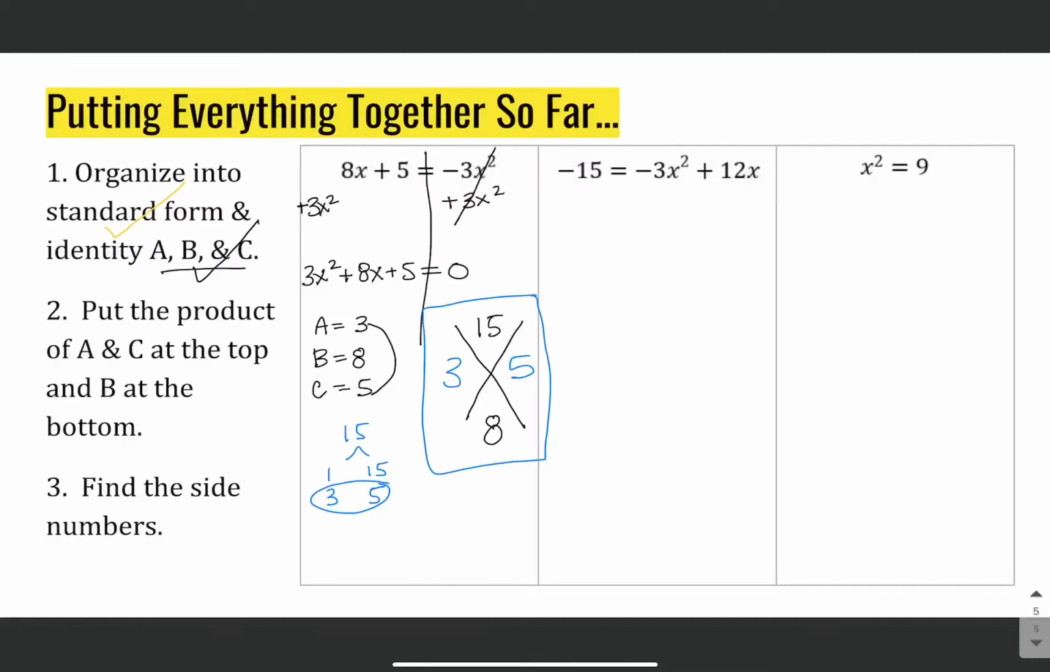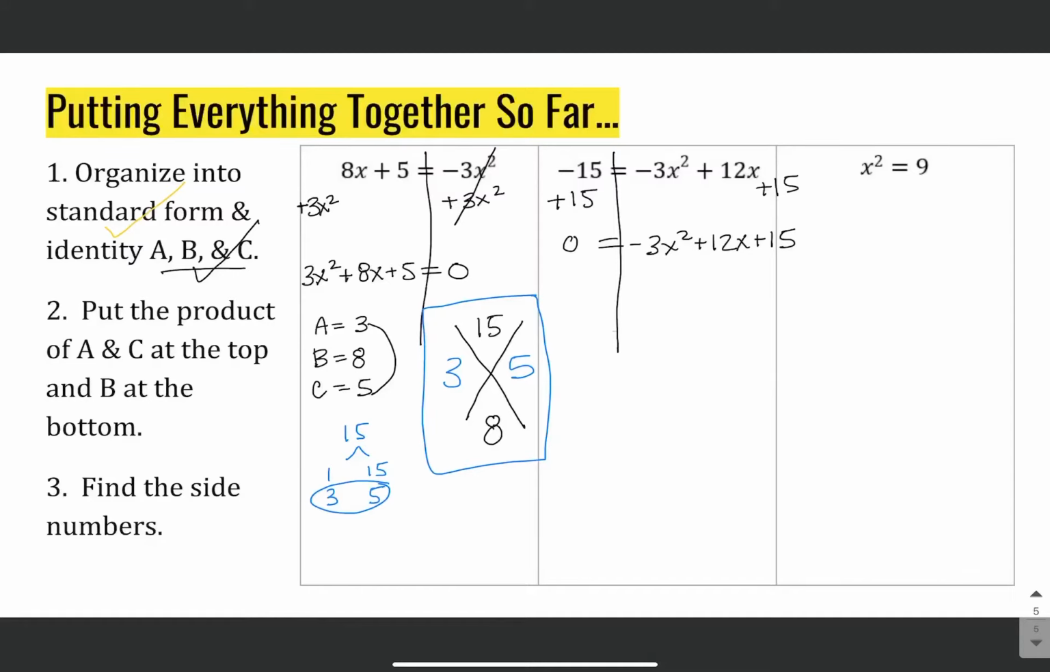All right, let's look at another one. So again, kind of move everything over. We can actually move this negative 15 to the other side. So plus 15, plus 15. So 0 is equal to negative 3x squared plus 12x plus 15.